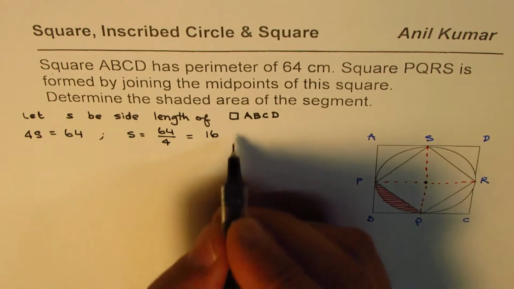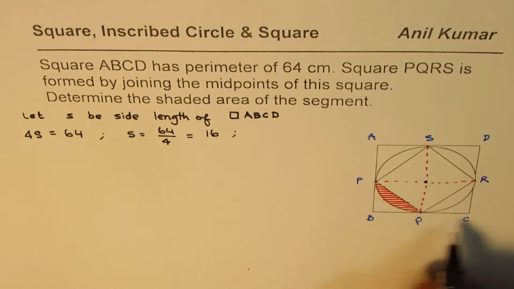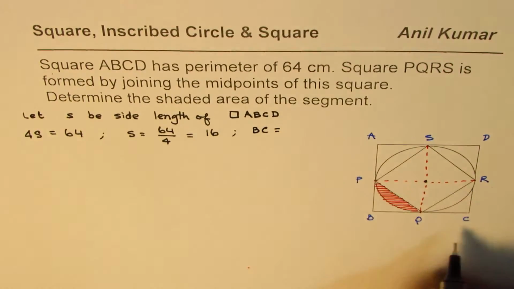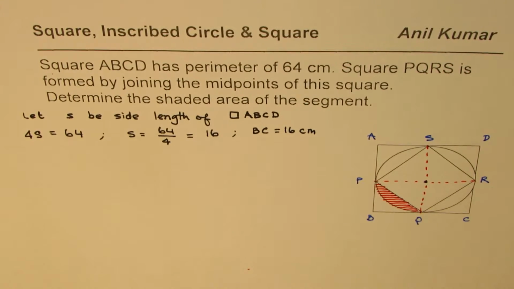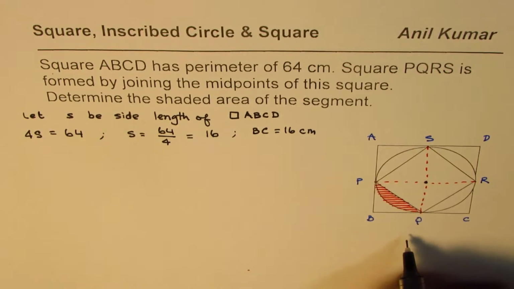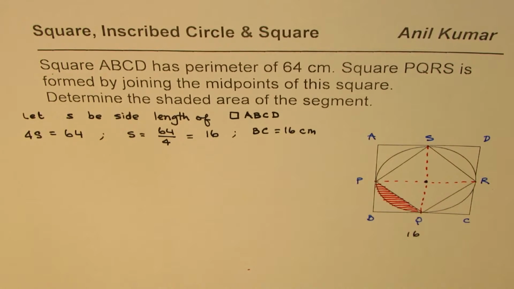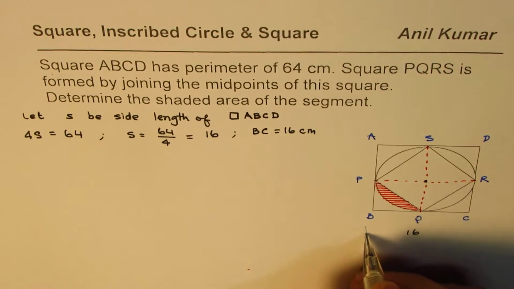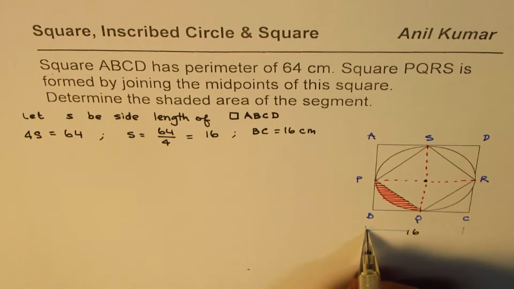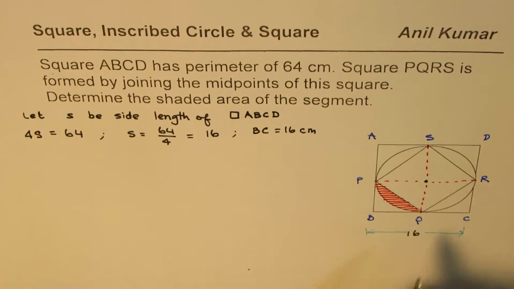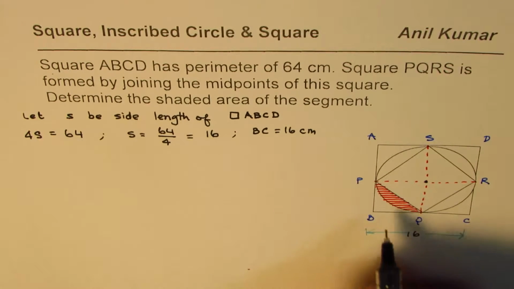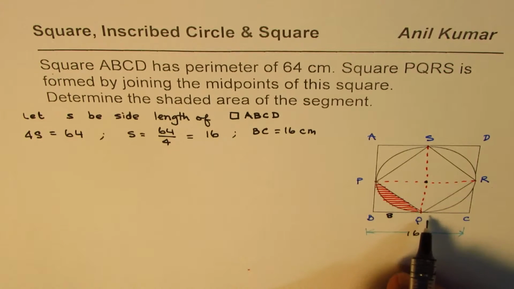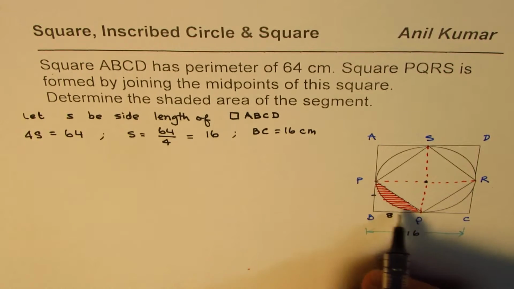So what we have calculated is, for example, BC is equal to 16 centimeters. So all are 16 centimeters. Let me write it down here: BC is 16 centimeters, from B to C. Now since Q is a midpoint, half of 16 will be 8, right? So B to Q is 8. Similarly, that will also be 8 for us.